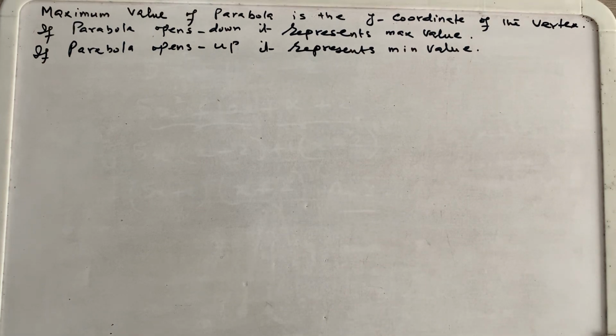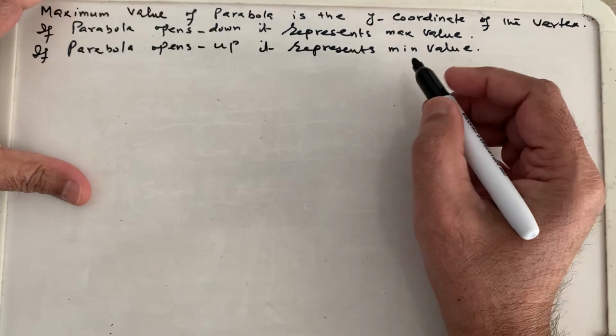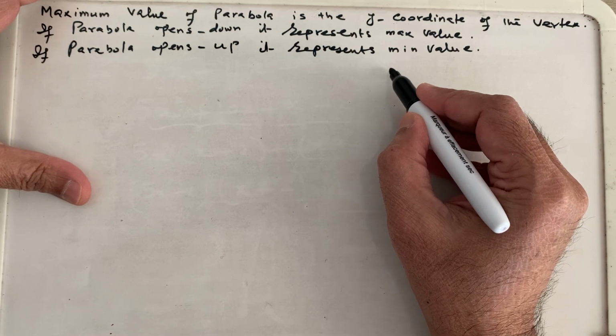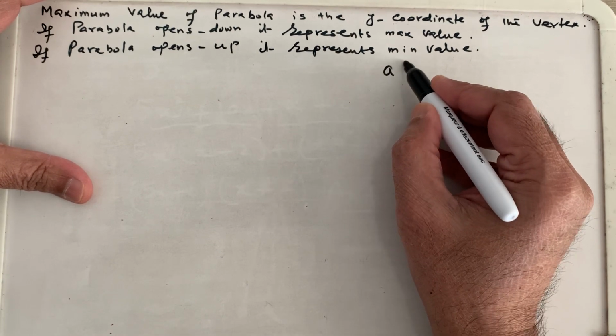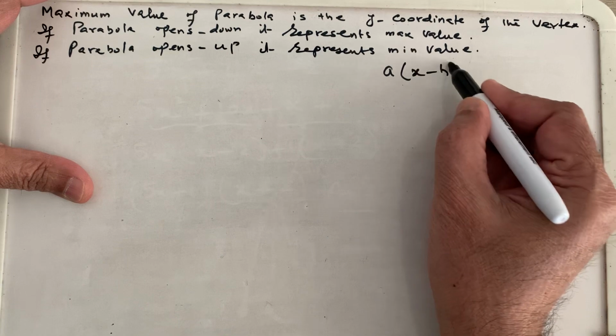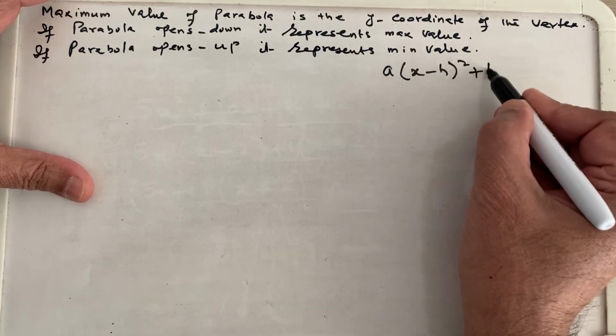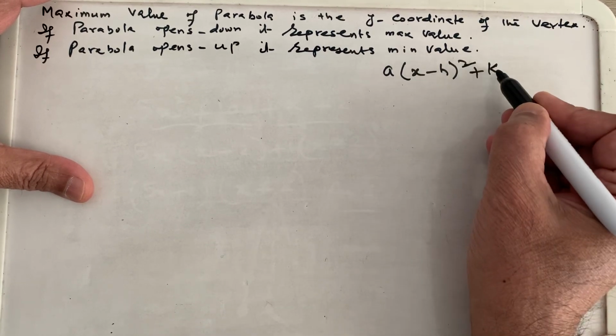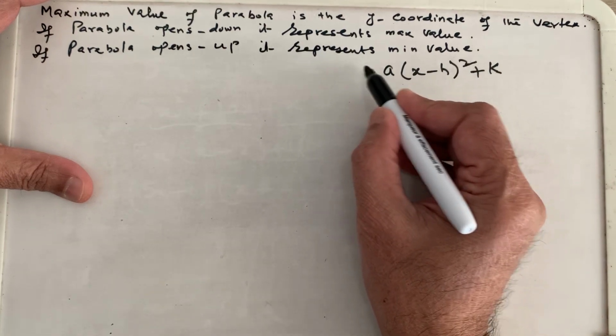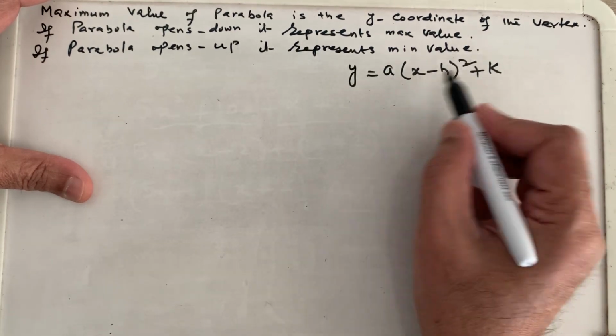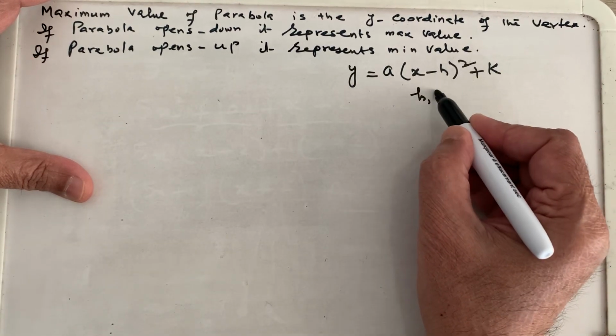So we will be defining here the maximum value of a parabola or minimum value of a parabola. We learned about the vertex, and in vertex form we have very interesting things: a times (x minus h) whole squared plus k. This is the vertex form. You have to remember it all the time. In this form, the vertex is (h, k).